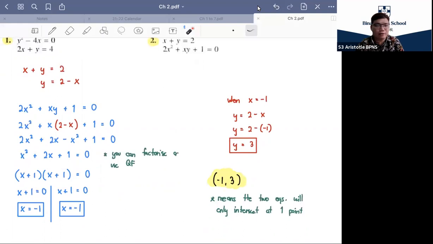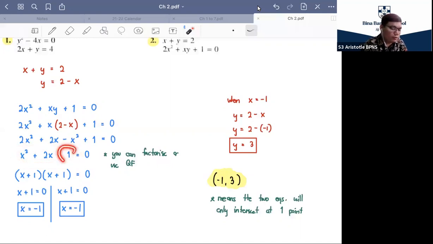It's up to you if you want to factorize or use the quadratic formula. Okay, if you use the quadratic formula, it's totally fine. All right, it might take a little longer, but it's okay. All right. So for me, I just factorize this one, because it's much faster and simpler.